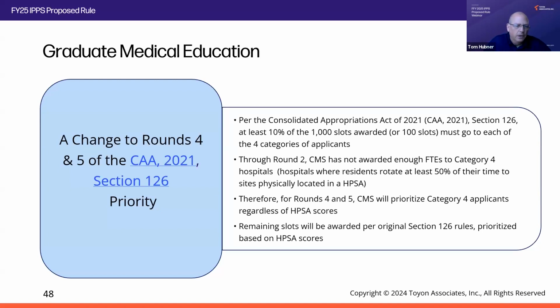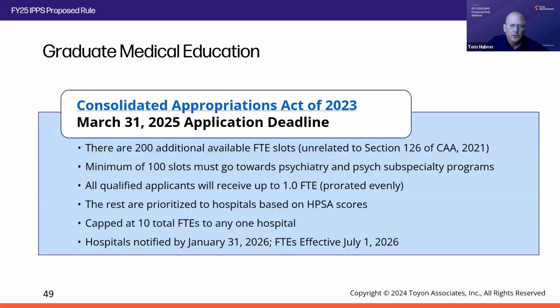The second item is there's another law that's similar to Section 126, but it's actually unrelated. It's a one-time distribution. The law authorized 200 additional slots to be released. They're going to use a very similar approach to doing it. It's 200 slots that'll be distributed through the application process. In this case, though, at least 100 of those slots need to go to psychiatry and psych subspecialty programs.